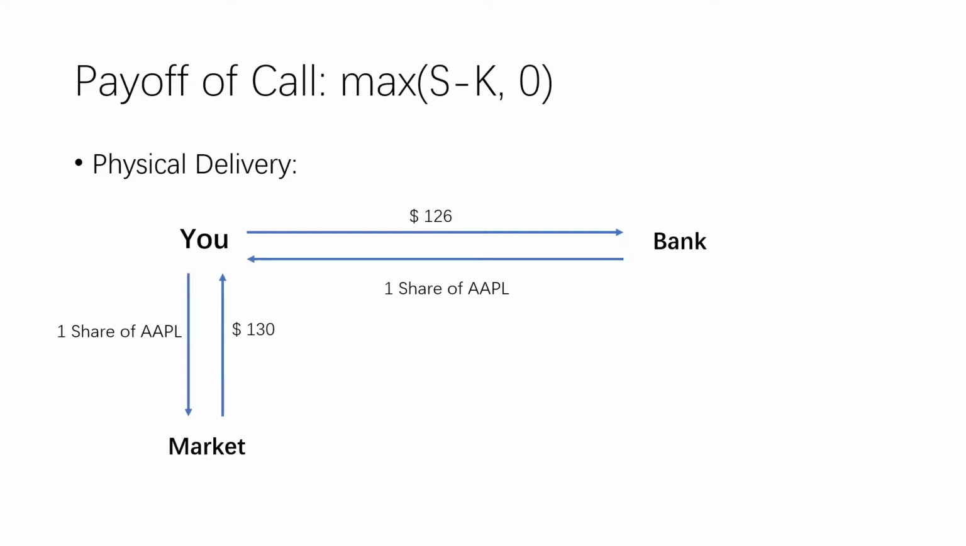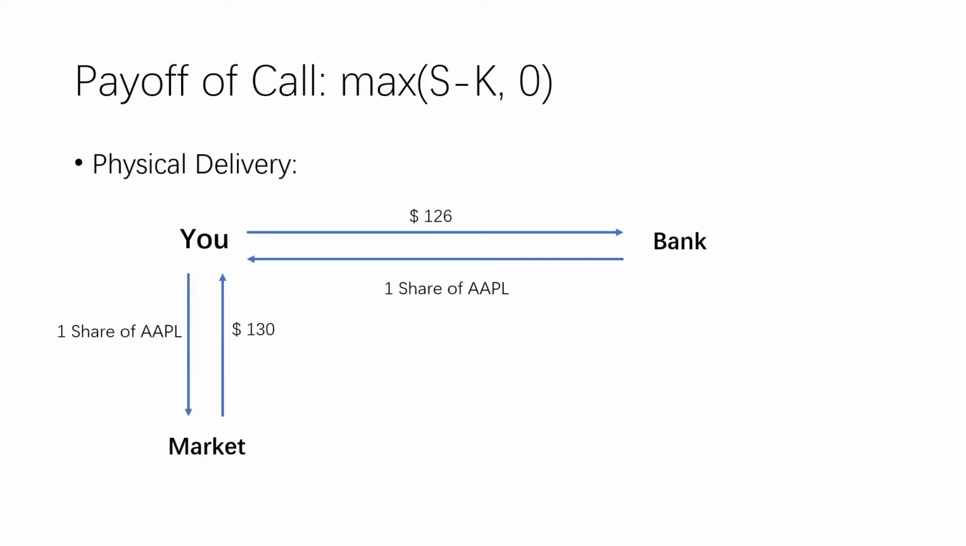Some of the people might be interested to ask this question. From this example, you made $4 of profit by exercising the option. Of course, you have to deduct the option premium that you have paid to the bank. So, assuming, for example, it's $1, then your net profit is $3.